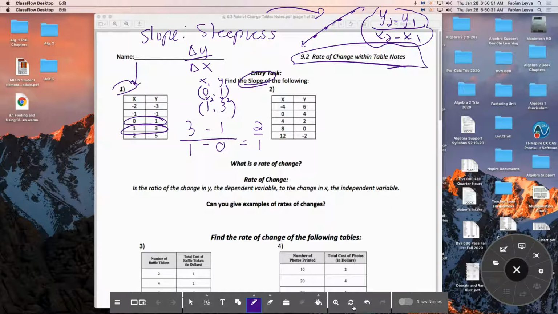1 minus 0 is 1. Remember, I want you to reduce. So if you have 2 divided by 1, remember that 2 divided by 1 is 2, so your slope is 2. If you were to graph all these points, this graph would be going up 2 over 1, up 2 over 1. That is something what the graph would look like. And that's pretty much it.